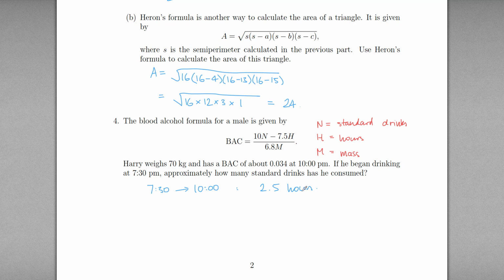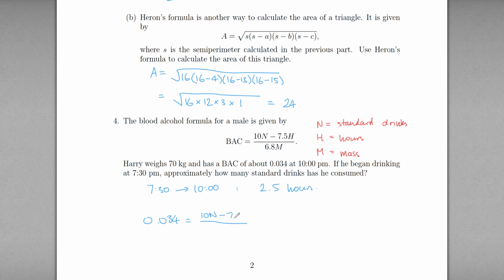And so now we can just plug in every number that we know. So the blood alcohol is 0.034, so I'll put in 0.034 here. And now I don't know what the number of drinks is, I'm trying to work that out, so I'll leave that as just 10N.